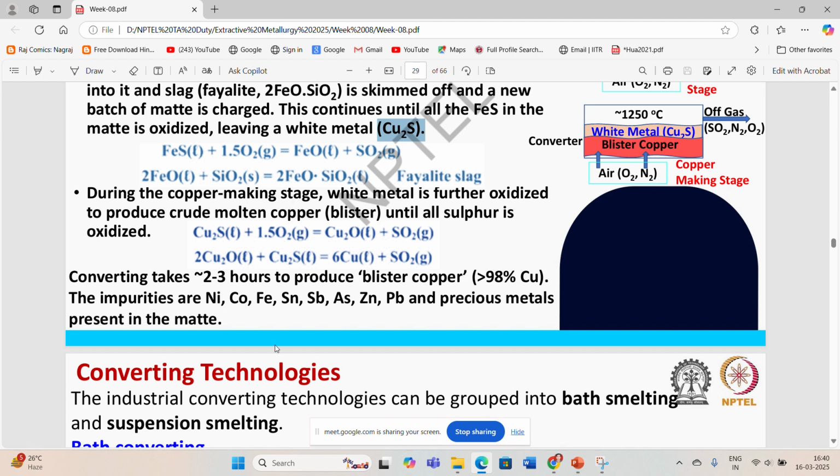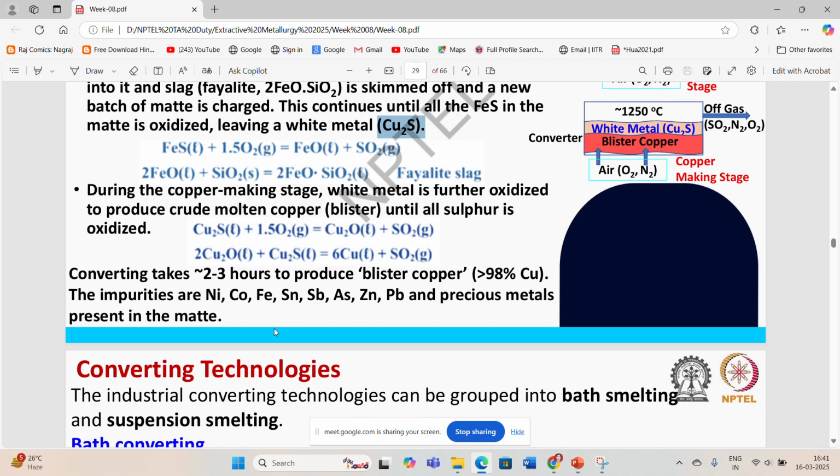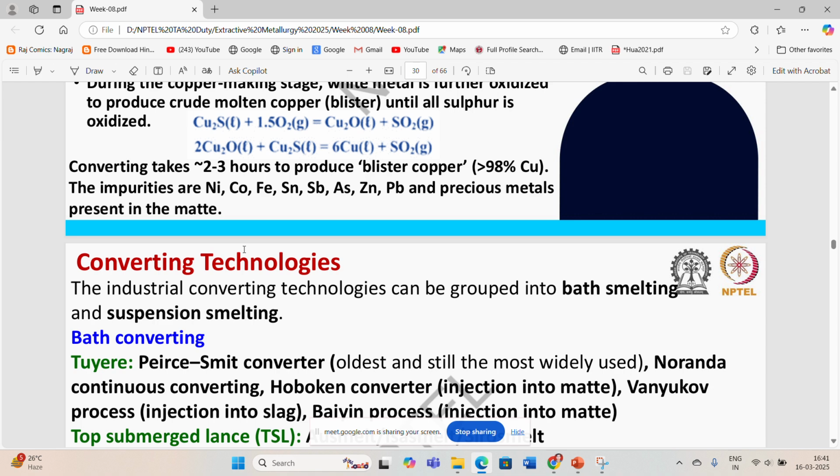Some impurities will be present inside this blister copper, like nickel, cobalt, iron, tin, bismuth, arsenic, zinc, lead, and some precious metals like gold and silver. Further, these impurities can be removed during the electro refining process to produce 99.9% grade copper. These impurities report to the anode sludge during electro refining, and from that anode sludge we can extract the precious metals one by one via different processing steps.